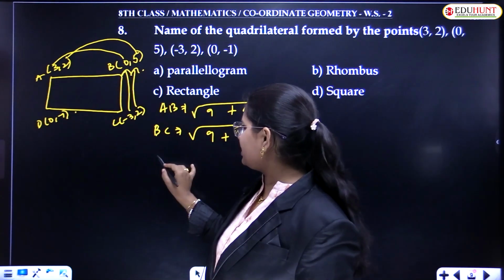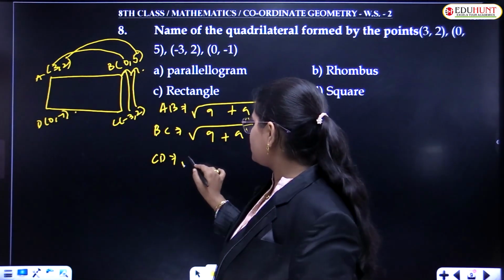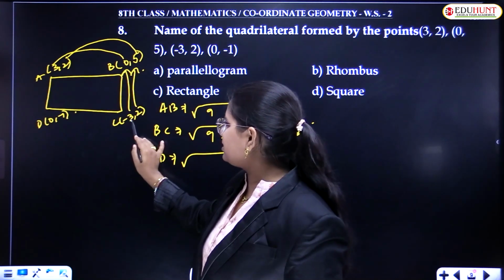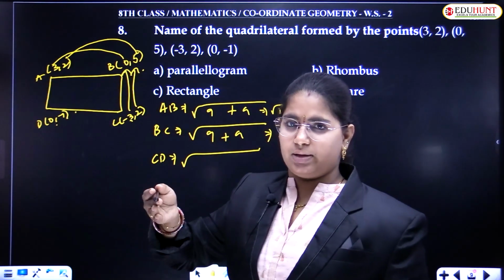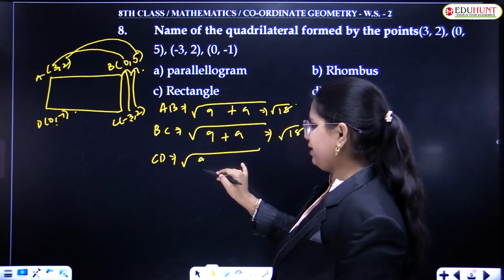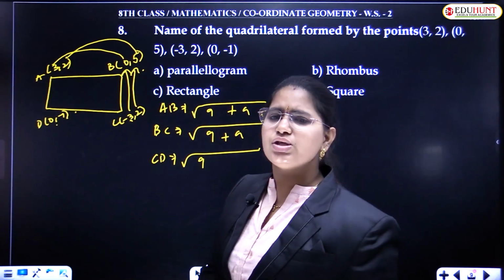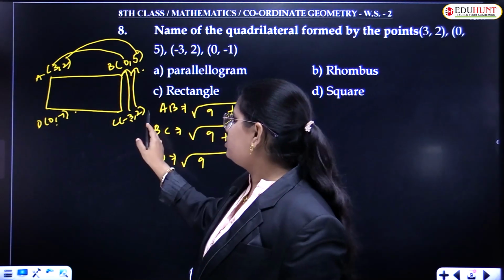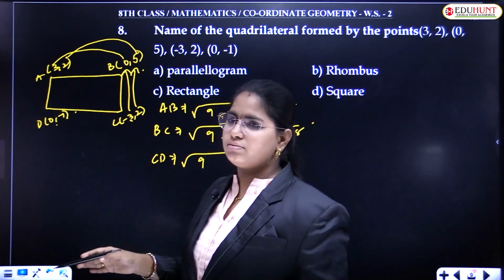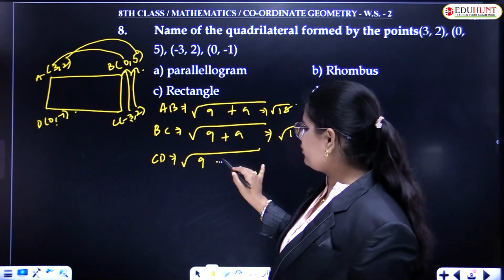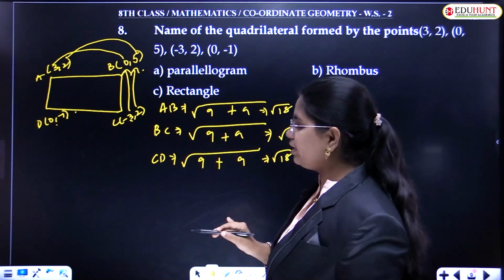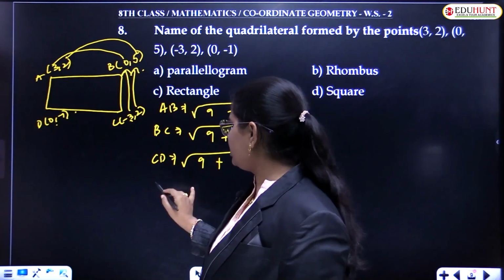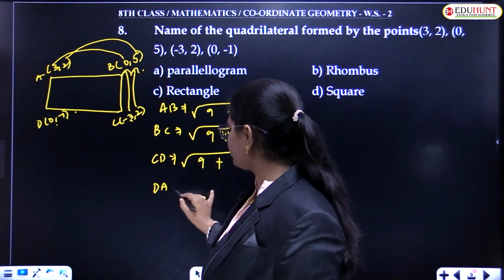So next one is CD. What is CD? Minus 3 minus 0, which is minus 3 whole square, which is 9. And 2 minus of minus 1, which is plus 3 whole square, again 9. So 9 plus 9 is root 18 again. Correct? Next one is DA.